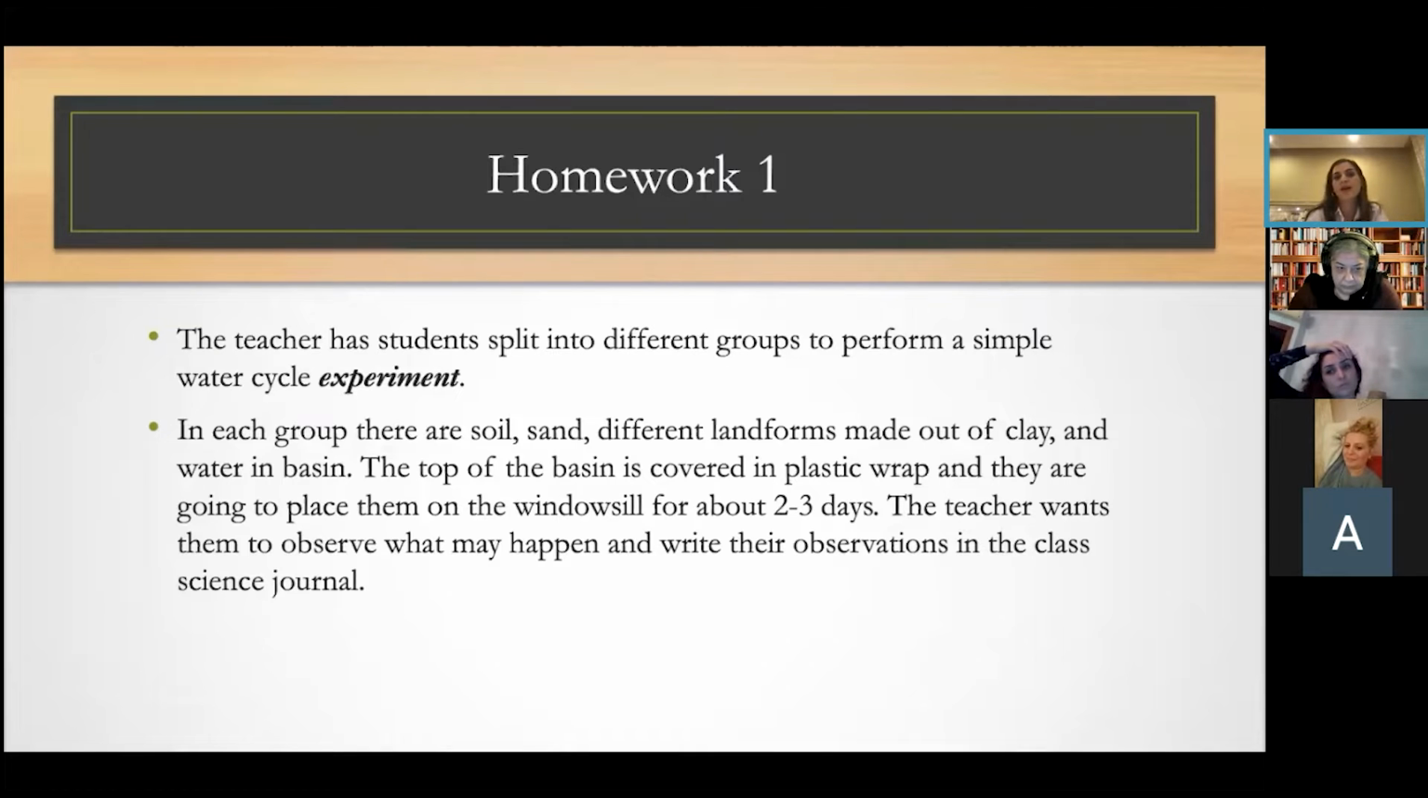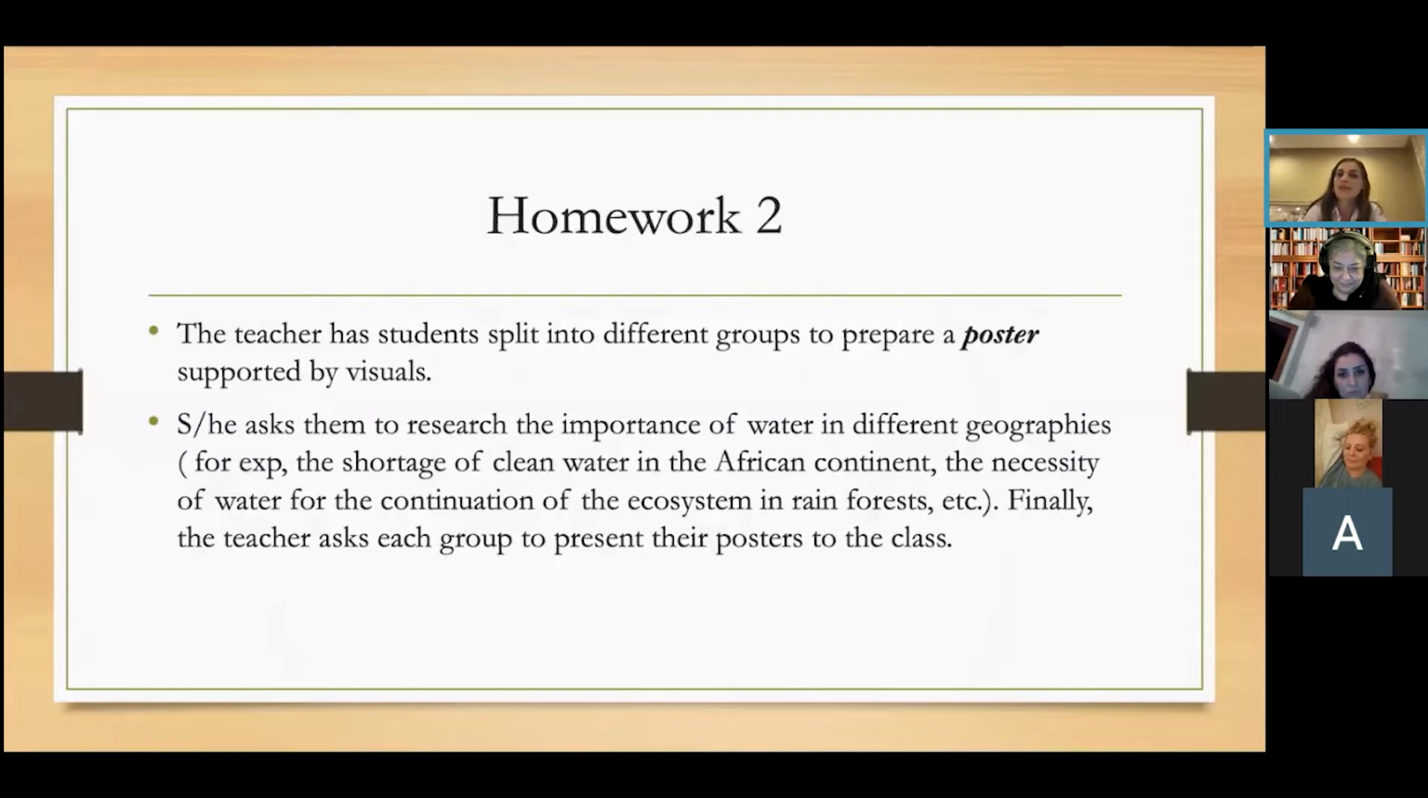experiment. In each group, there are soil, sand, different landforms made out of clay, and water in a basin. The top of the basin is covered in plastic wrap, and they are going to place them on the window sill for about 2 to 3 days. The teacher wants them to observe what may happen and write their observations in the class science journal. This is an alternative homework, and another one may be this.